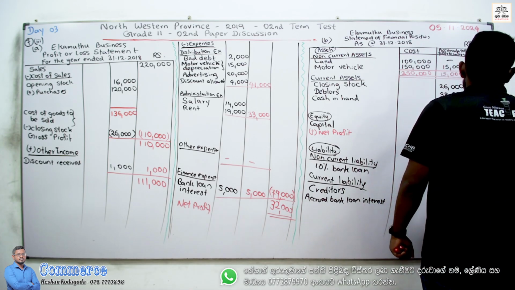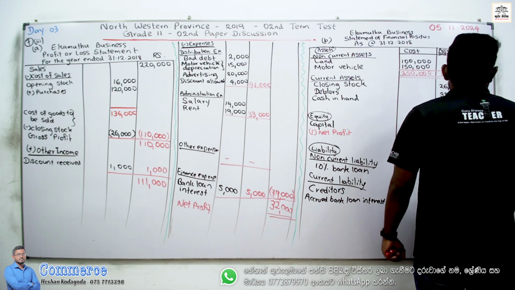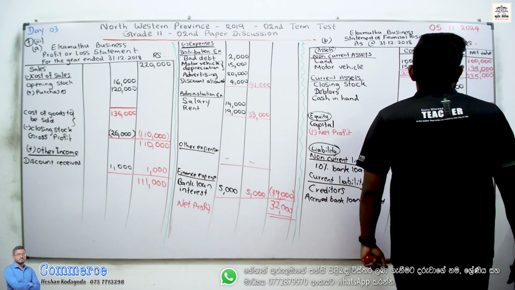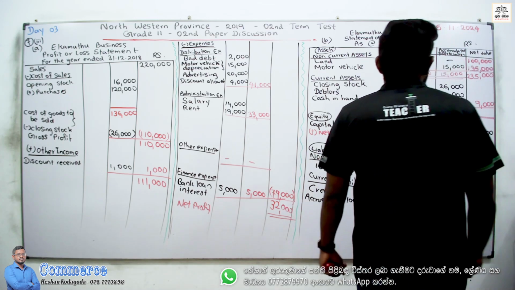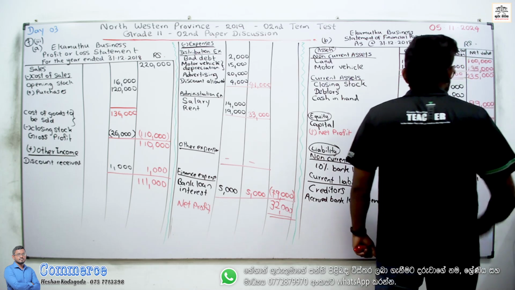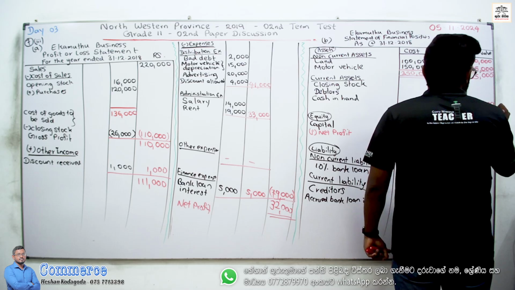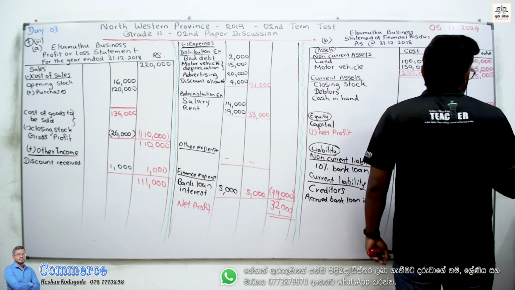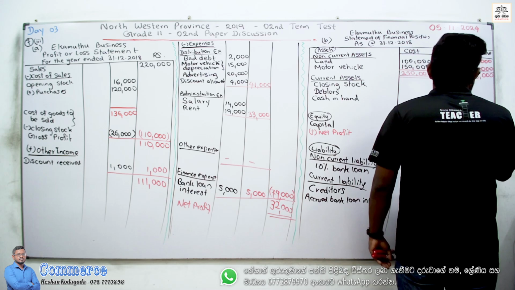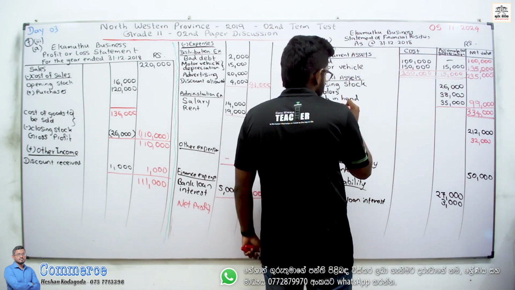Get the total: 99,000, then 334,000, that is the total assets.